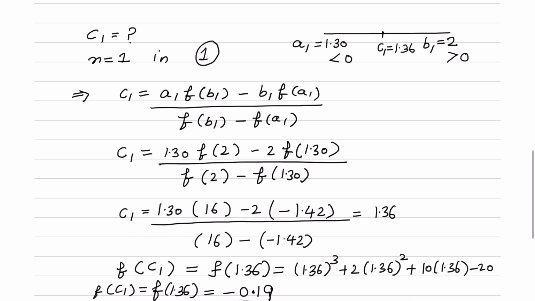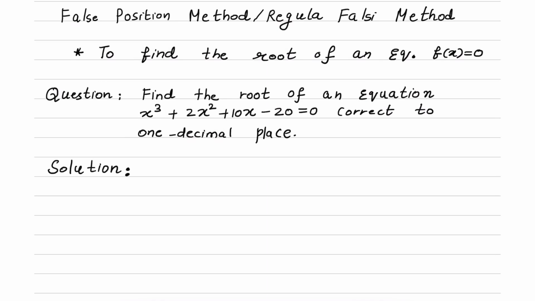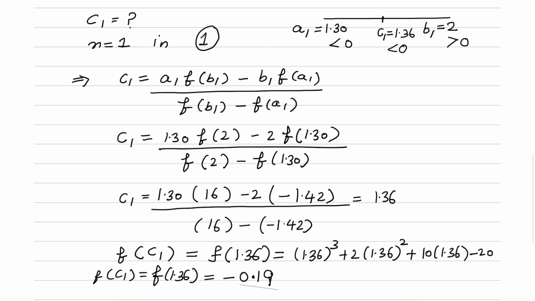Now let's look at this interval c1 on the right hand side. So c1 is 1.36 and f of c1 we got as minus 0.19, so it's a negative number, so we will put here the sign less than 0. Please know that c1 equal to 1.36 is not less than 0. The value of the function at 1.36 is less than 0. So now, first of all, shall we stop at f of 1.36 as minus 0.19? No, we will not stop.